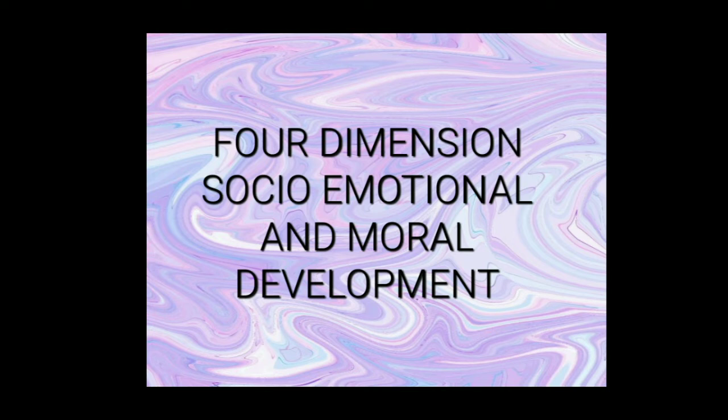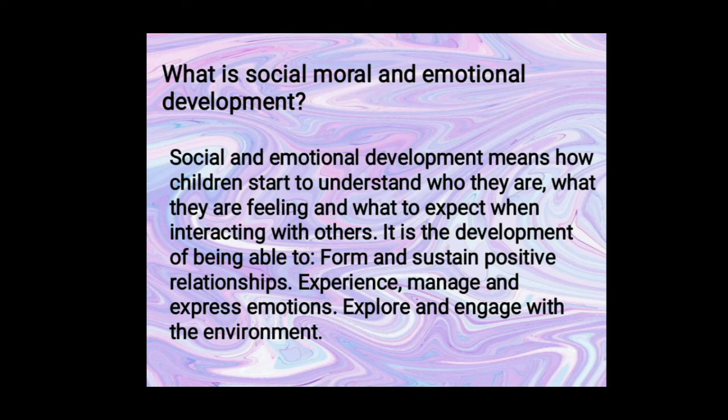And now we will tackle the four-dimension socio-emotional and moral development. So next is what is social, moral, and emotional development. Social and emotional development means how children start to understand who they are, what they are feeling, and what to expect when interacting with others. It is the development of being able to form and sustain positive relationships, experience, manage, and express emotions, and explore and engage with the environment.